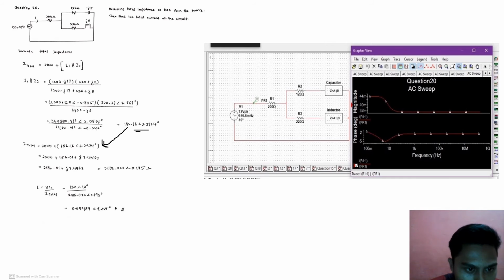We calculate and get 2186.022. Then we find the current I. I equal to V in divided by Z total. In this, 120 angle theta divided by the answer. So we get this. This is the Multisim graph.